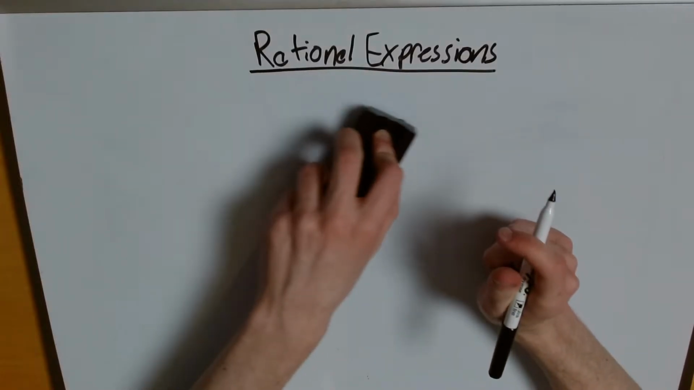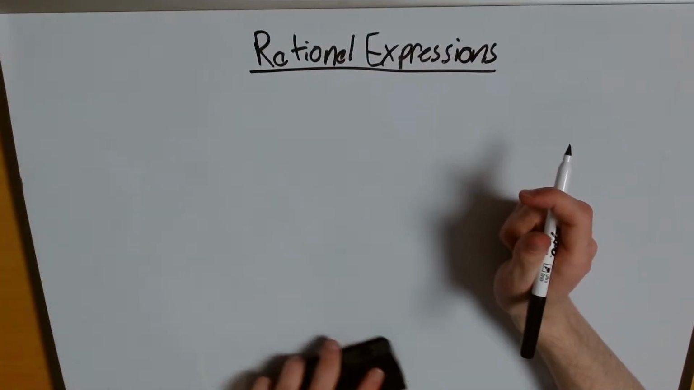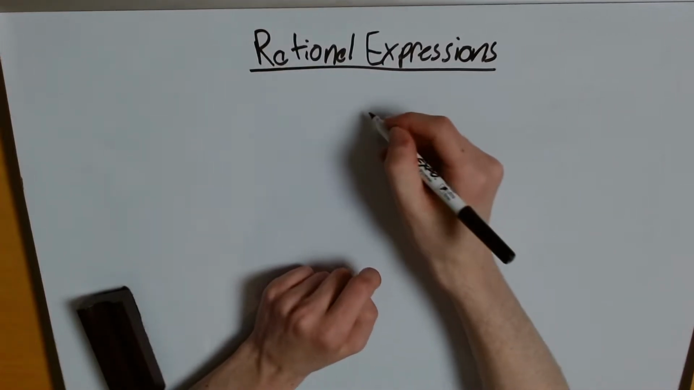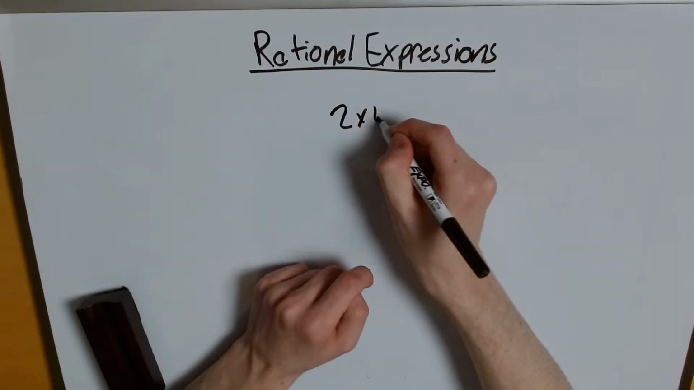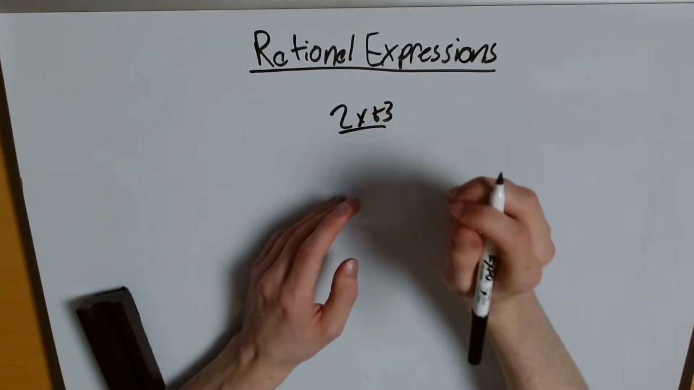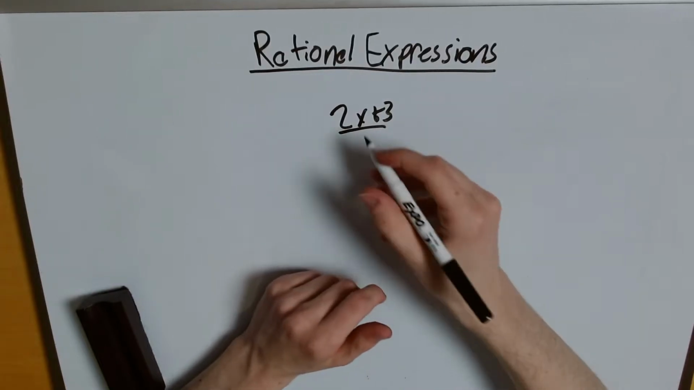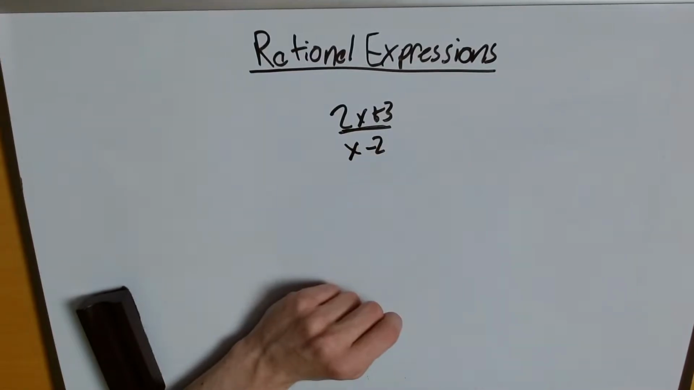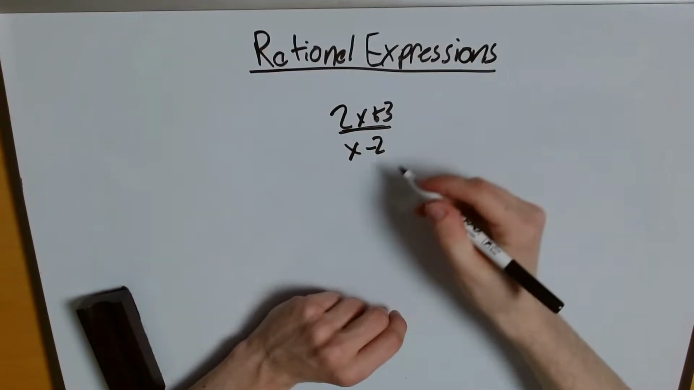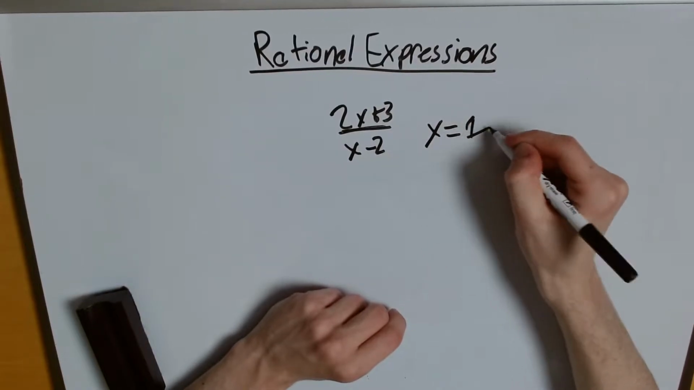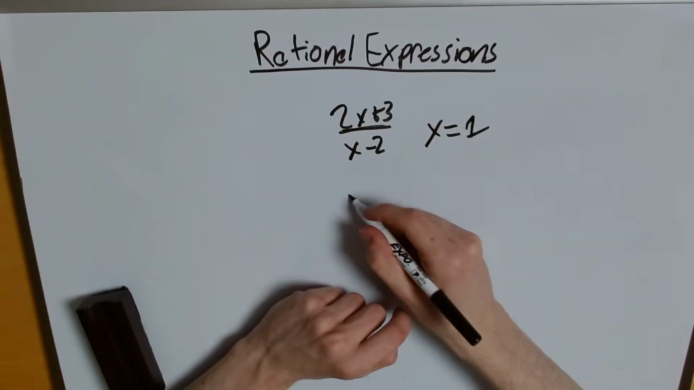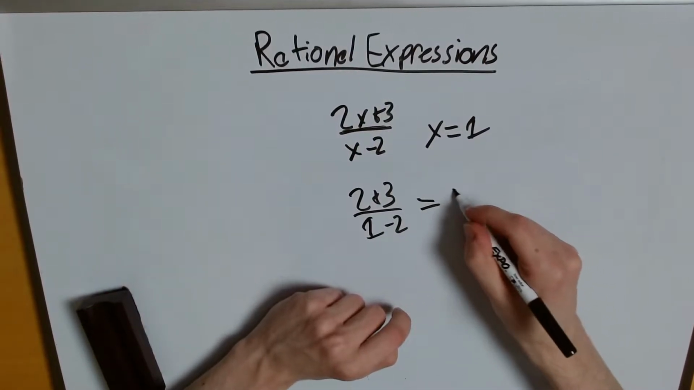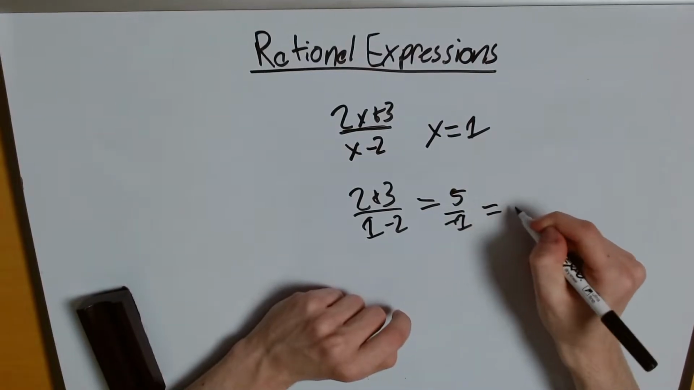Well, rational expressions have a very unique property that isn't shared by almost any other type of expression. We can see it when we start to plug in values. We start to evaluate a given expression for certain values, right? So let's say I'm given 2x plus 3 over x minus 2, and I want to find the value of this expression where x equals 1. So I plug in 1 for x, and I get 2 plus 3 over 1 minus 2. And that's 5 over negative 1, which is just negative 5.